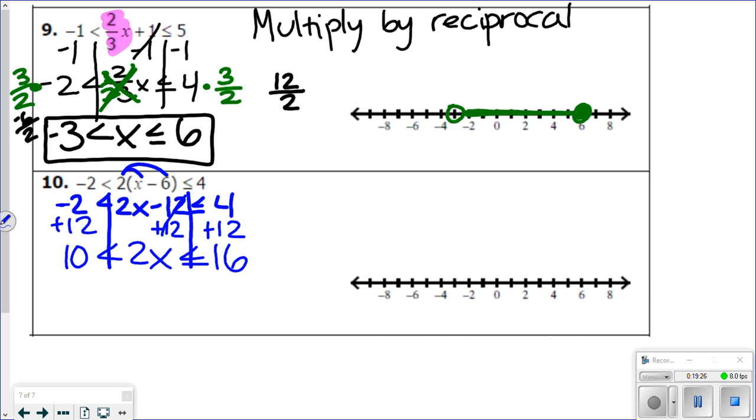We need to get rid of this 2 in the middle. 2 and x are being multiplied, so the opposite is to divide by 2. 10 divided by 2. 16 divided by 2.